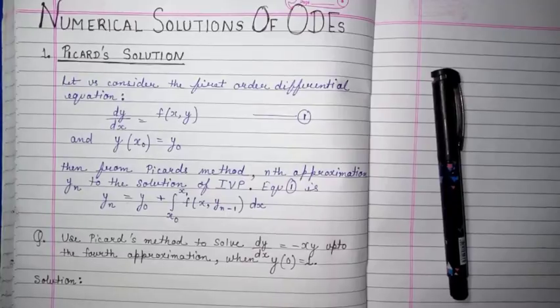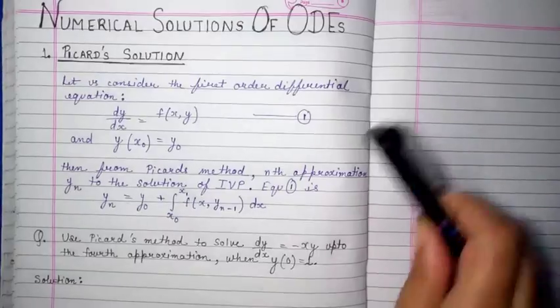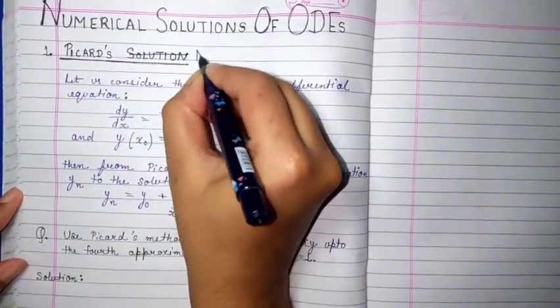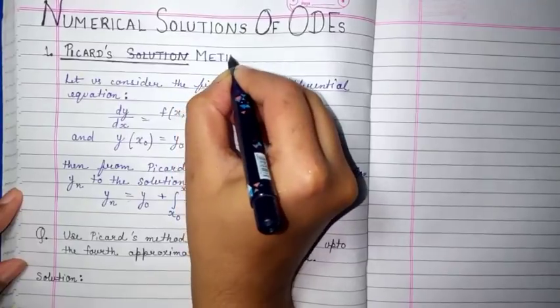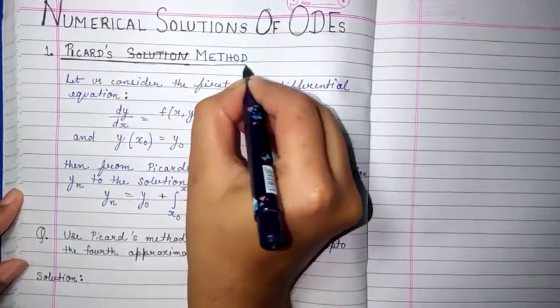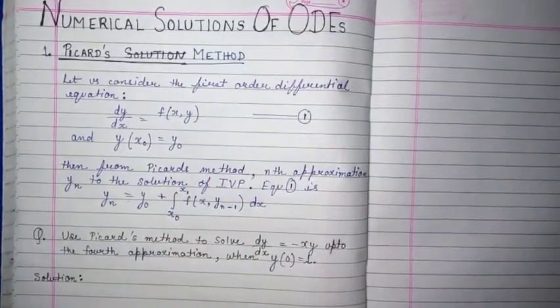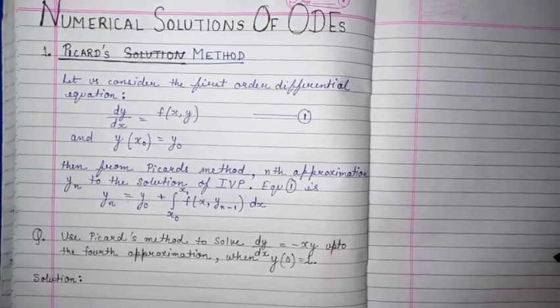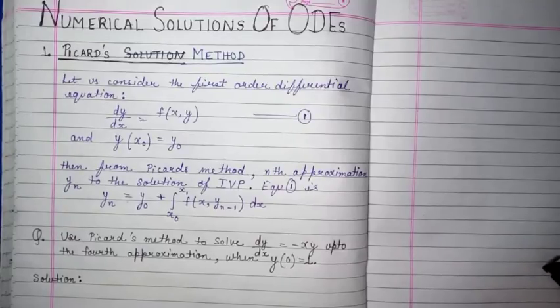Today we are going to solve the numerical solution of ordinary differential equations using Picard's method. With the help of this Picard method, we are going to solve ordinary differential equations. That means one differential equation is given, and you have to solve it using Picard's method.